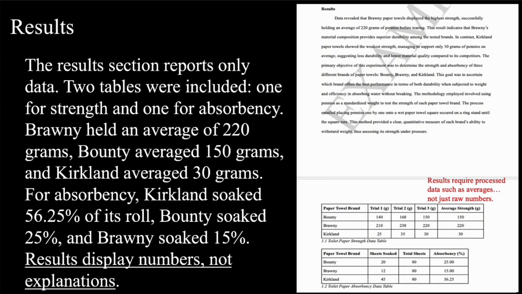The results section reports only data. Two tables were included, one for strength and one for absorbency. Brawny held an average of 220 grams, Bounty averaged 150 grams, and Kirkland averaged 30 grams. For absorbency, Kirkland soaked 56.25% of its roll, Bounty soaked 25%, and Brawny soaked 15%. Results display numbers, not explanations.